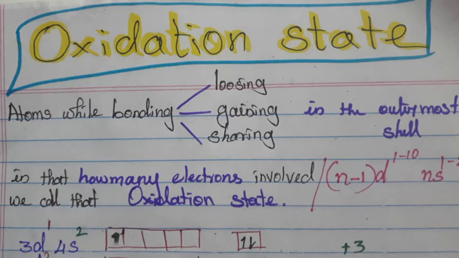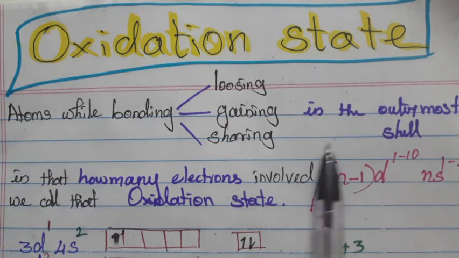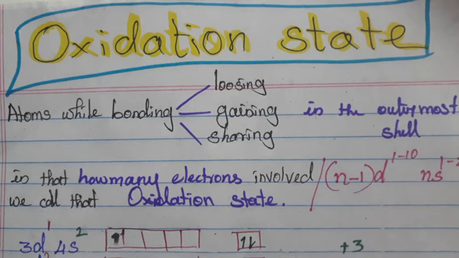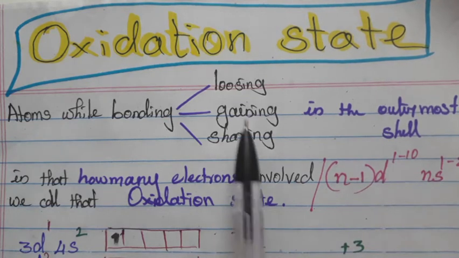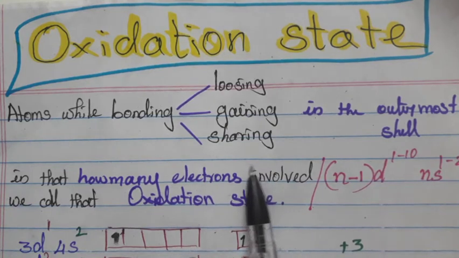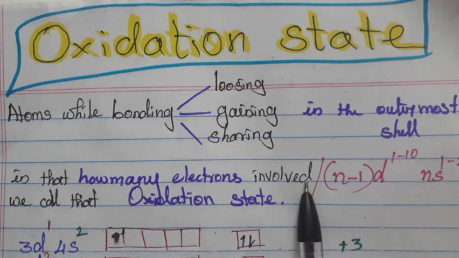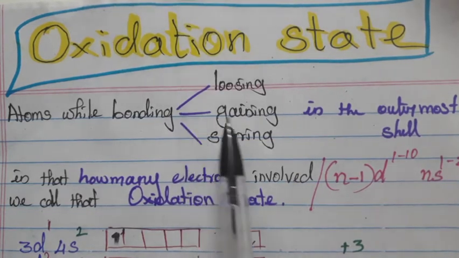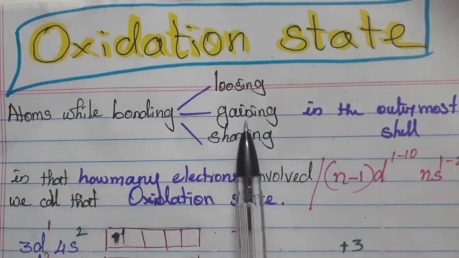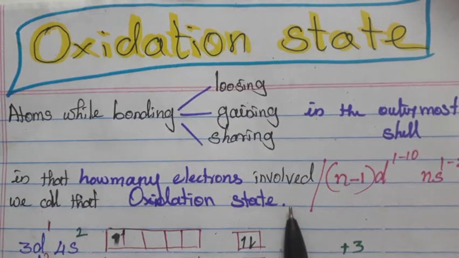What is oxidation state? ஒரு ஆட்டம் இன்னொரு ஆட்டம் கூட பாண்ட் ஆகும்போது in their outermost shell உள்ள எலக்ட்ரானை they have to lose, gain or share. அப்படி how many electrons involved in sharing, in losing or in gaining? We call that oxidation state.